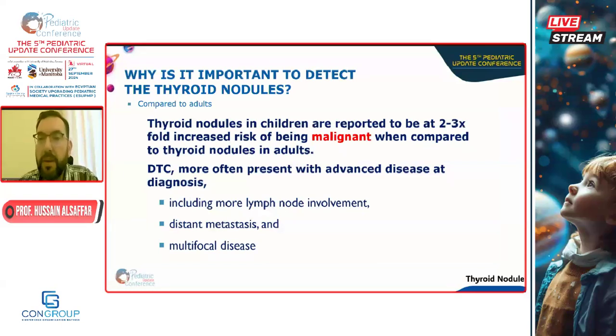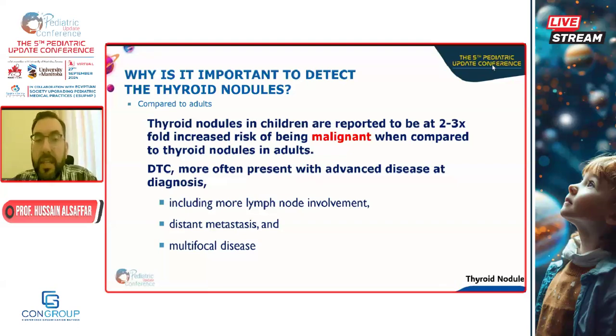If we compare the data that we have with the adult population, the thyroid nodules in children are reported to be at 2 to 3 times increasing risk of being malignant when compared to the thyroid nodules in adults. That itself raises the significance of taking the matter seriously, because you don't want to miss, at the end of the day, a child presented to you with a small nodule that has developed into malignancy later on.